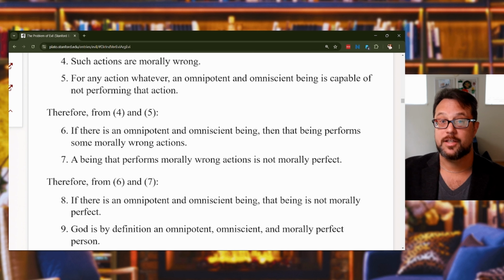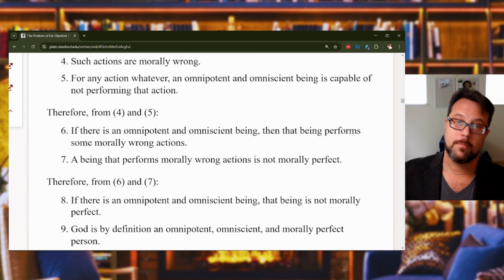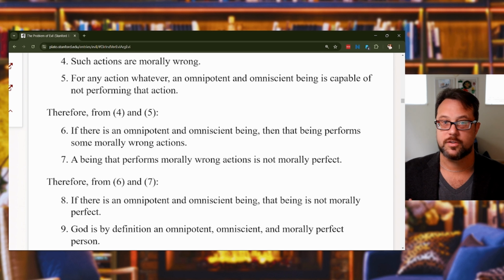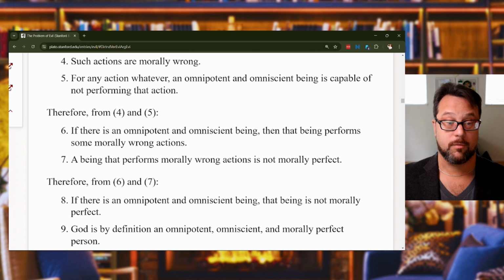Why? Because that action of allowing that suffering is wrong, from 4. And then 5, God could have not performed that action. God could have not chosen to permit that suffering. God is all powerful and all knowing, and so he could have resisted permitting that and perhaps done a miracle or some other way and prevented that from occurring. And given that, because God did allow it, we see these things happening, and we know that they happen, even if we don't directly observe them. Therefore, God performs a morally wrong action, or that being.